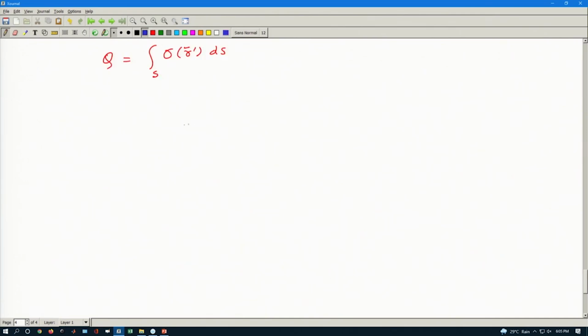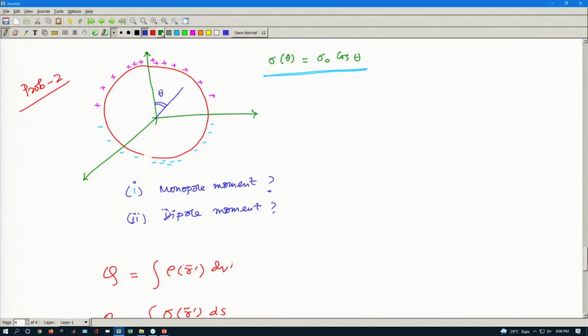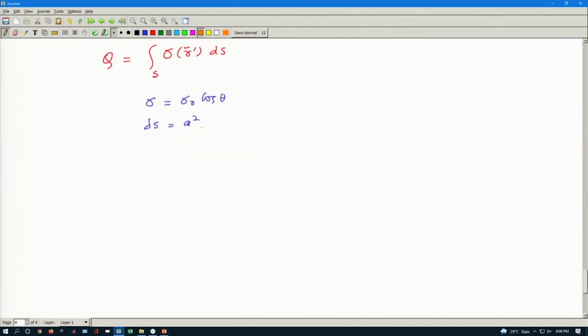So, it is simple, because sigma is given as sigma 0 cos theta, and my ds for a spherical system is simply a square, if I mention the radius of this sphere as a. So, it is simply a square sin theta d theta d phi.